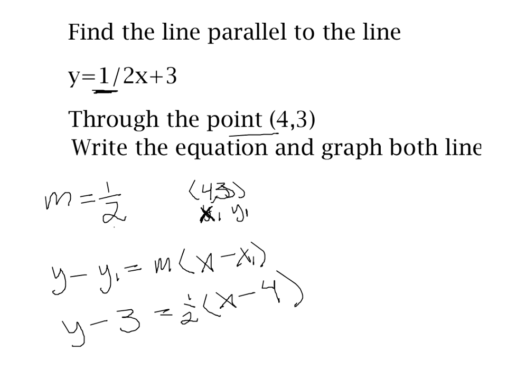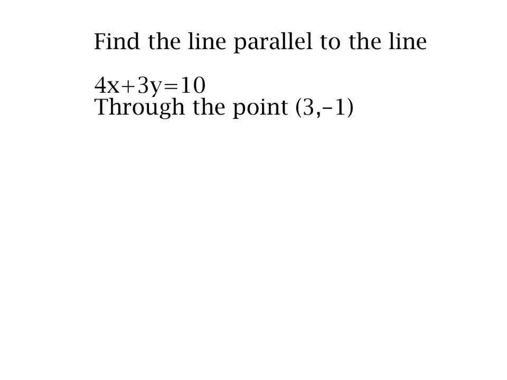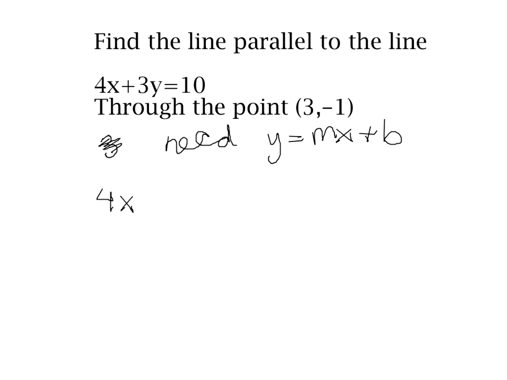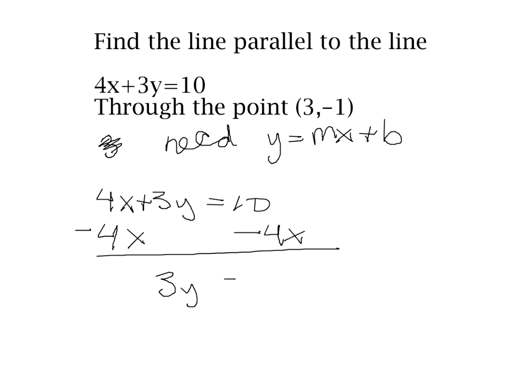All right, next one. Find the line parallel to the line 4x plus 3y equals 10, and we want to go through the point (3, -1). Okay, so we need to put this into point slope form or slope intercept form. So I need to get it to the form y equals mx plus b. So I'm going to take 4x plus 3y equals 10 and solve it for y. I'm going to do that by subtracting 4x from both sides.